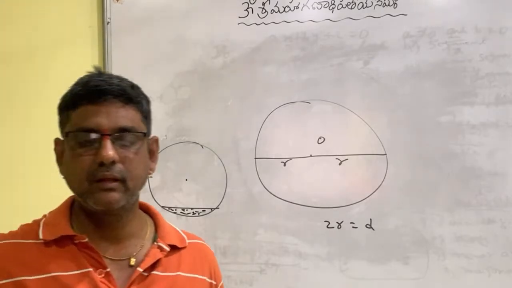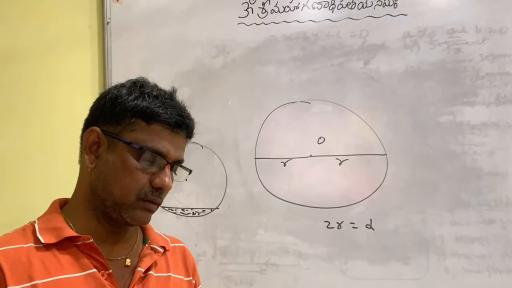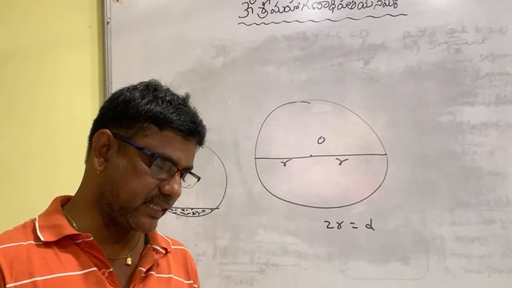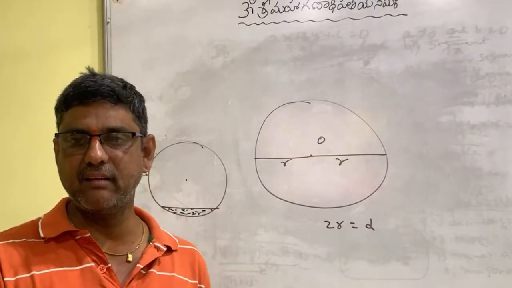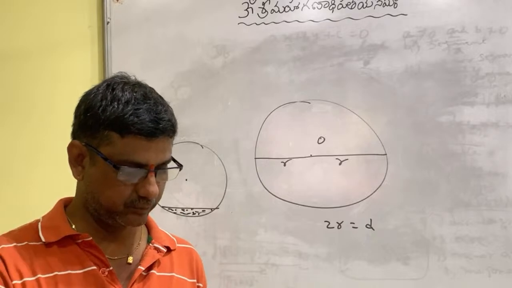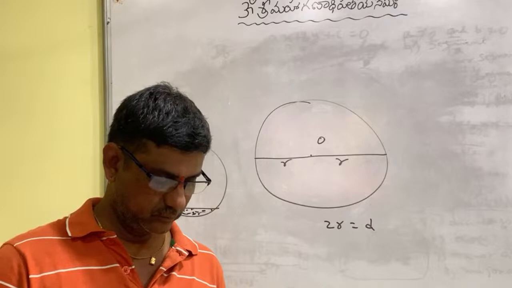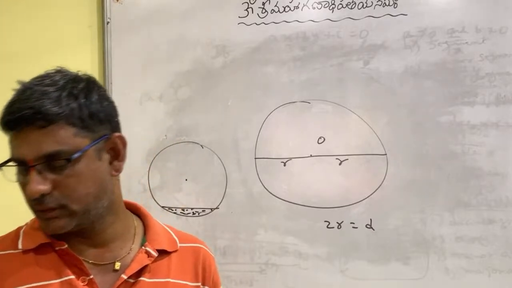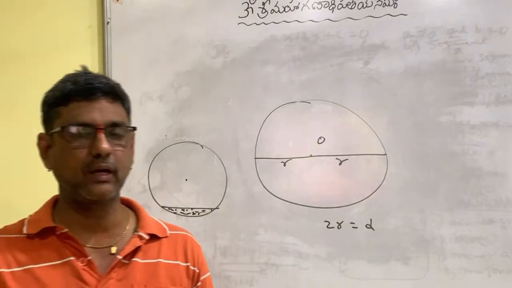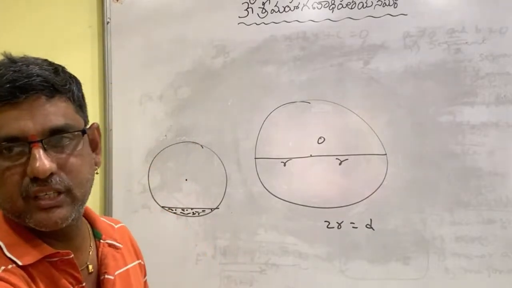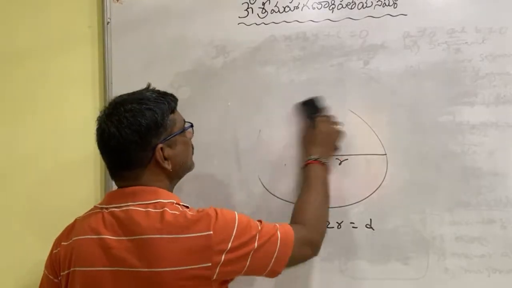Yeah. Last question. A circle is a plane figure. Yes, true. Circle is a plane figure, it is true, correct. It is a two-dimensional figure, plane figure, true. Good.